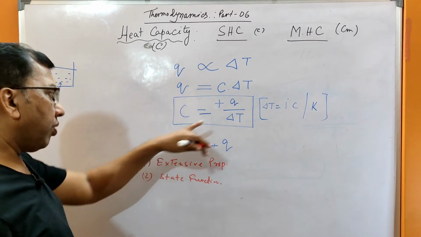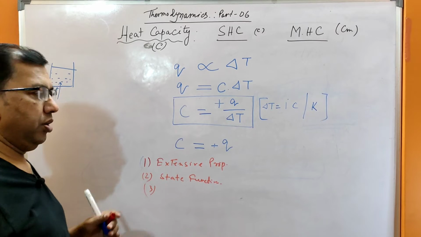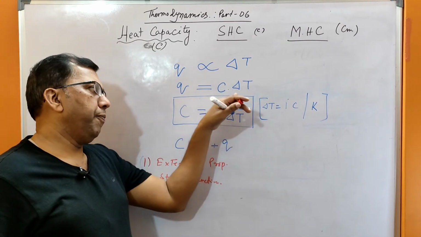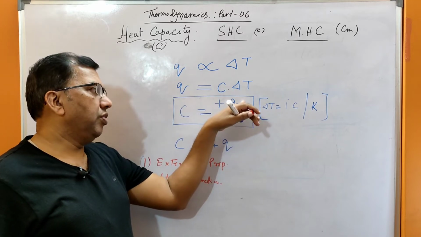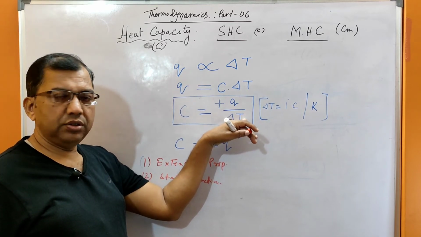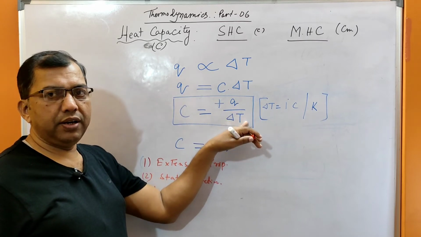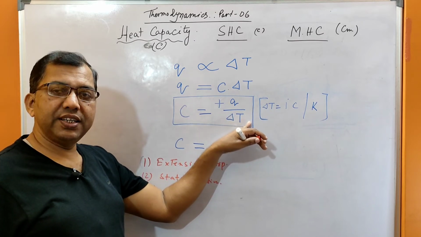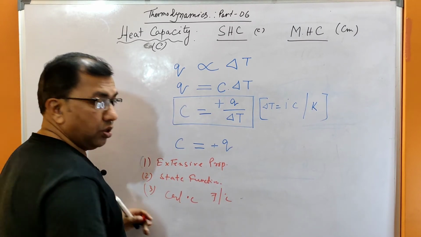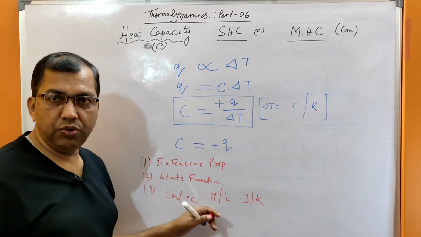And also the unit. From here you can calculate the unit. The unit will be the unit of heat over the unit of temperature change. The unit of heat is joule. So it is joule per Kelvin, joule per degree centigrade, calorie per degree centigrade, whatever you can tell, from Q by delta T. Okay? The heat capacity: extensive property, state function, unit. Clear?